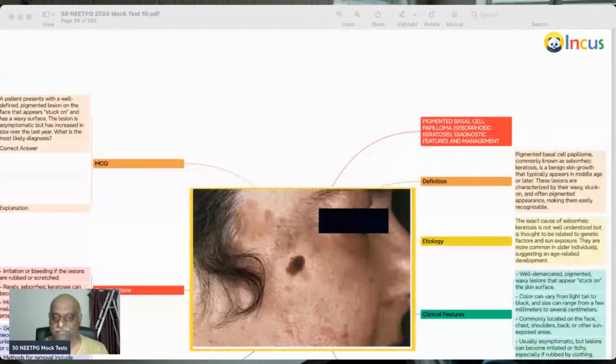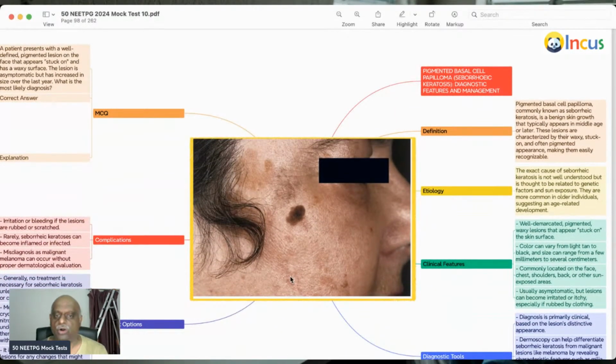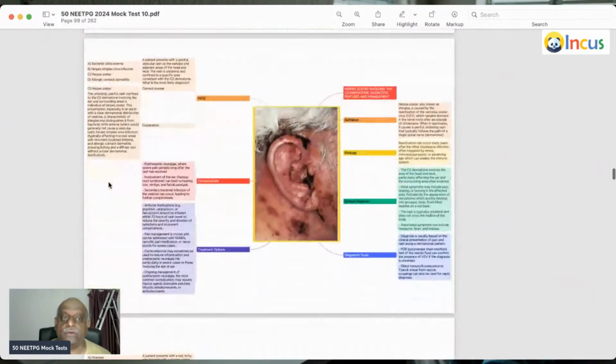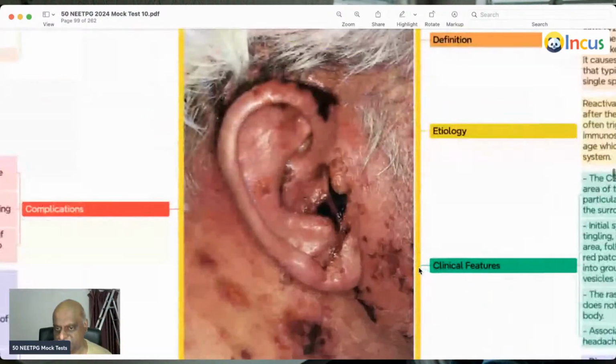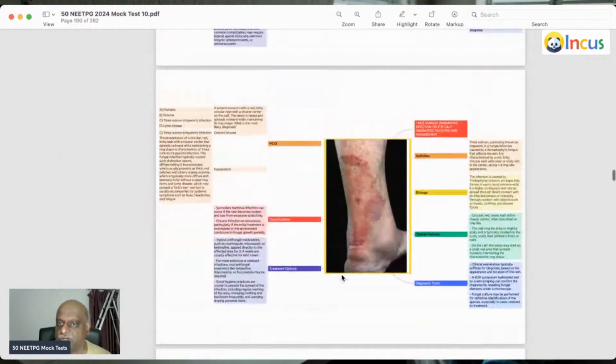So, doctor, that is the story of seborrheic keratosis. Patient presents with a painful vesicular rash with a dermatomal distribution of C2. It is herpes zoster is what you should remember.